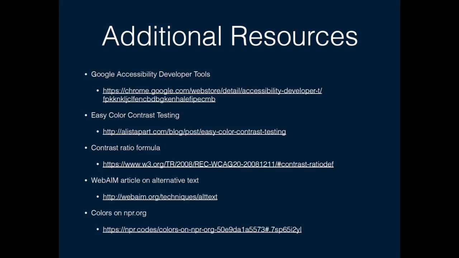Lastly, just additional resources. There's a link to the developer tools, a couple of articles that were really helpful about contrast testing. There's a mathematical formula to calculate the ratio if you're interested in that. An article on alt text, and then at the bottom, I wrote an article on our tech blog, basically about what I just spoke about. Also, if you're interested in what other people from the tech team at NPR are doing, check out npr.codes. So thanks for listening.